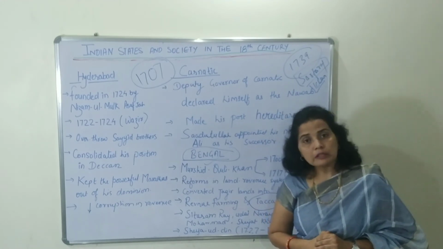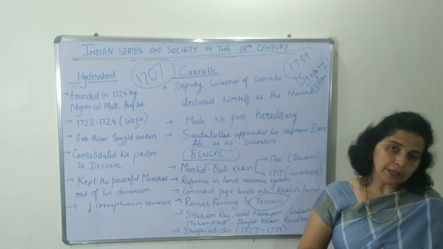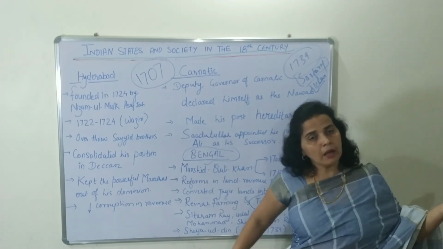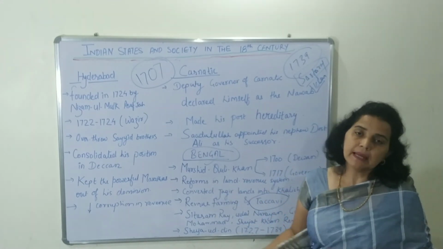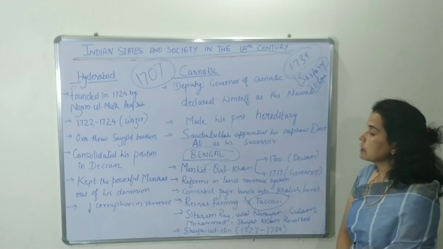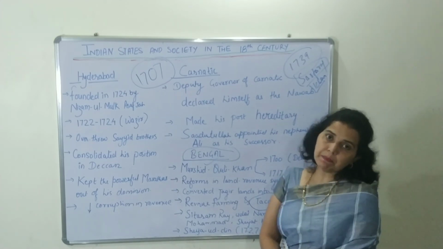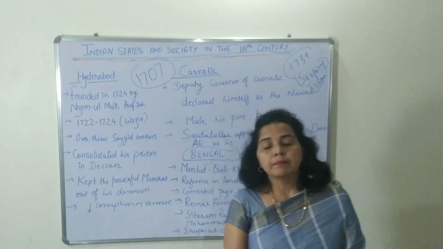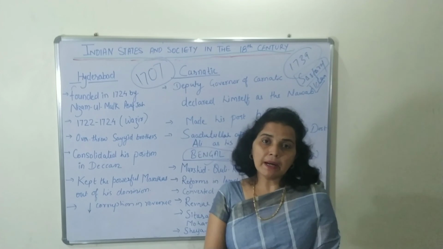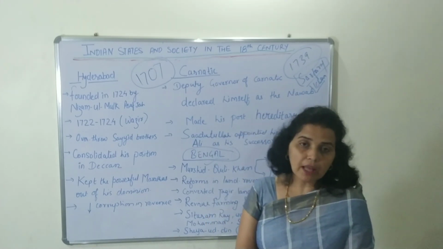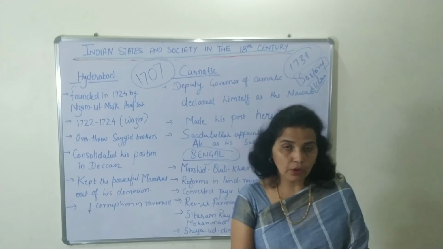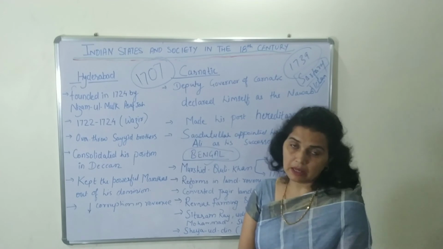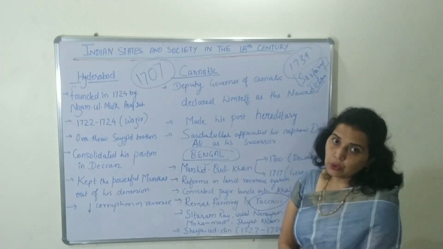Alwardi Khan was also a very able ruler of Bengal. He took several steps to strengthen the state of Bengal in terms of revenue, in terms of politics, and everything. At that time also, the French and the English were very busy fortifying their factories and making their settlements. So Alwardi Khan never allowed them to fortify their factories. That's why the English especially hated Alwardi Khan. And after that, you know the story.